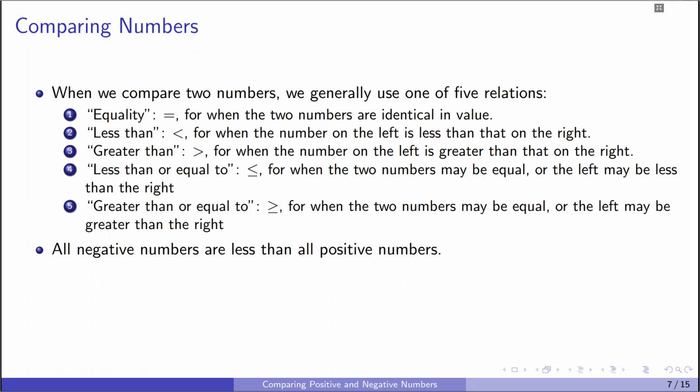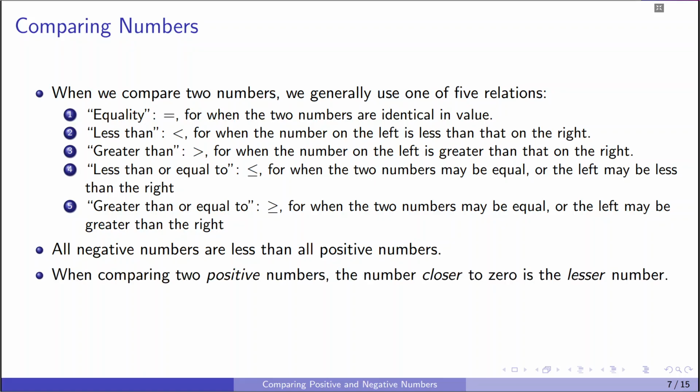Good thing to note when we're actually doing the comparisons: all negative numbers are less than all positive numbers. So if you're comparing two numbers and one is positive and the other is negative, the negative is guaranteed to be less. That's just automatic.